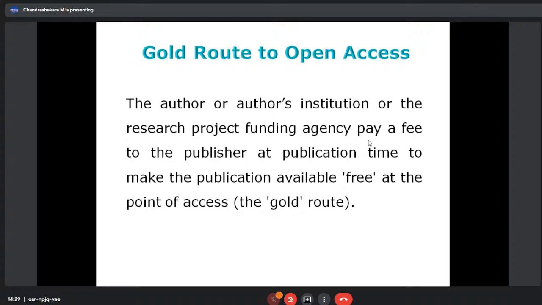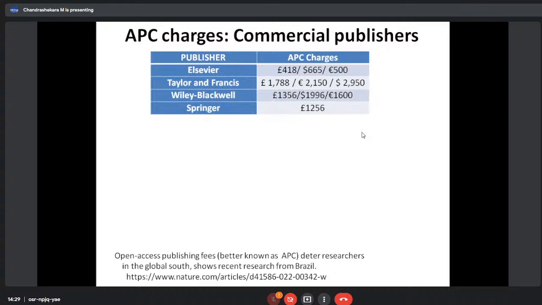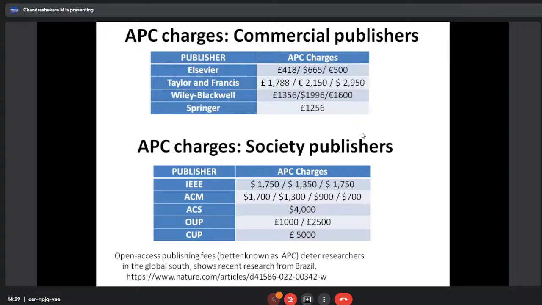So APC charges of commercial publishers, how much they are charging, this is what you can see. There are many well-known publishers: Elsevier, Taylor & Francis, Wiley, Springer. About 50% of the total publications are published by only these four publishers. They are charging these APC charges, you can see here how much in pounds or dollars. These are the figures they give.